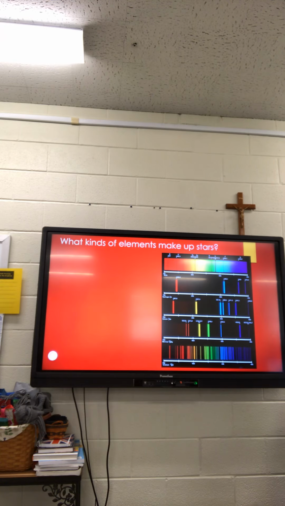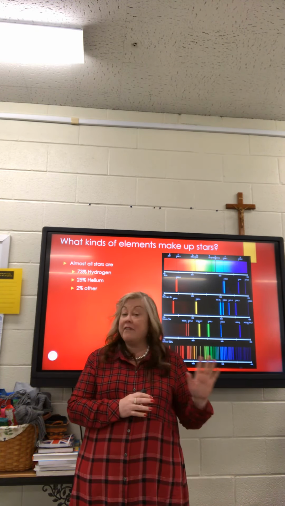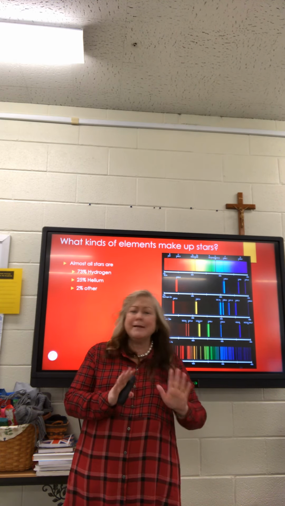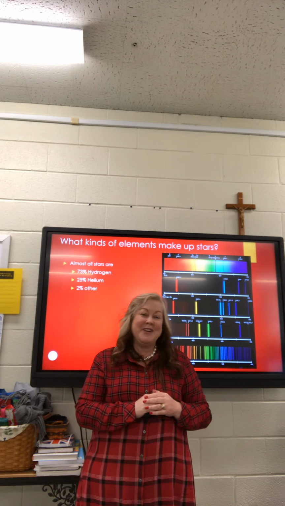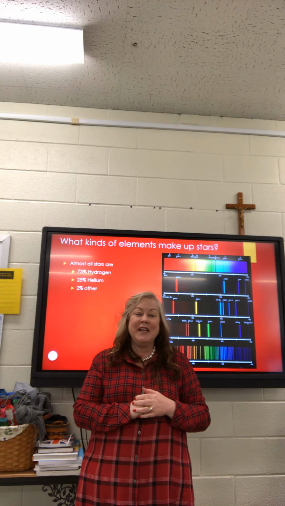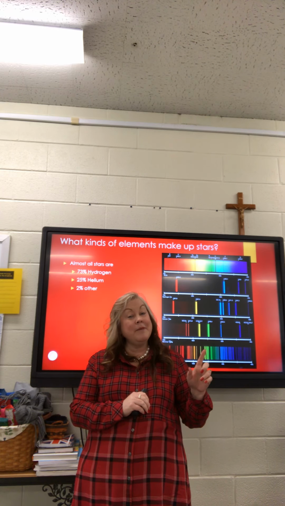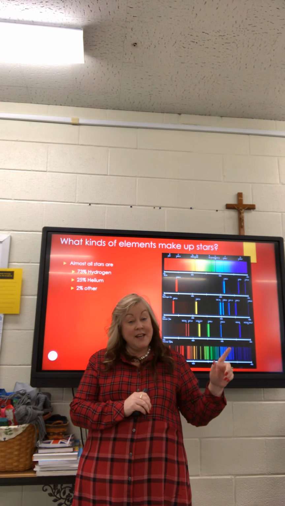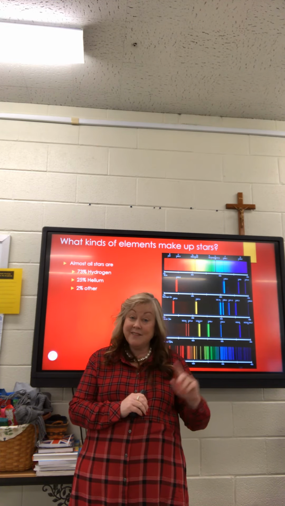What kinds of elements make up stars? Now, we know that our star is an average star of average age and size. About 90% of our star, the sun, is made of hydrogen, about 8% is made of helium, and 2% made of all other elements. Keep in mind that all elements on the sun are on the earth, but in different abundance.